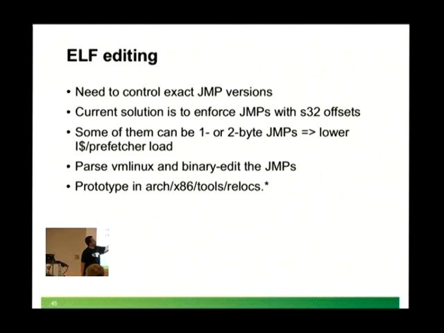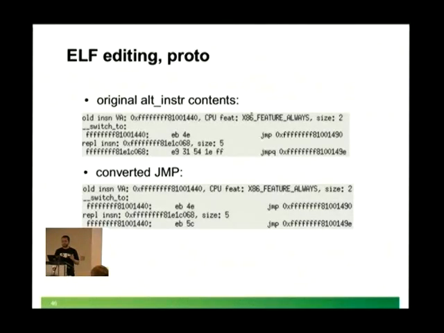And what I was thinking is to parse the vmlinux binary and edit the jumps. When we build the kernel, there's this tool, relocs, which we call before we build vmlinux. I've hacked in a version where you can actually edit the ELF, edit the vmlinux, and shorten the jumps. This is an example. Originally you generate 2-byte jumps and the replacement is 5-byte jumps, but you want to have that. I have a patch that does that. I just need to test it more. So this is much better.